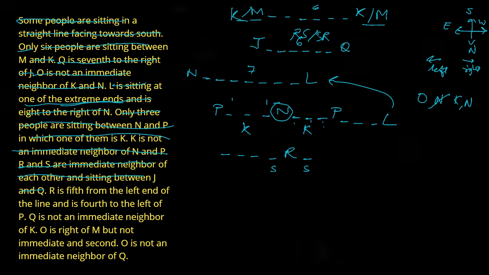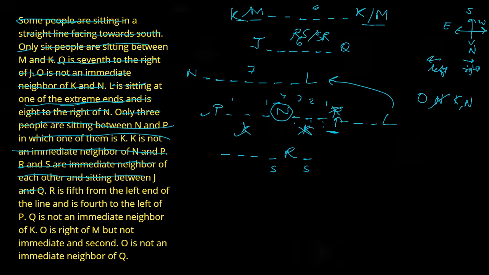N is 4 to the left of P. So if P was here, 4th would be 1, 2, 3, 4. But there N is already there and we have fixed N. So P cannot be here. So this is P and this is the position of K. Right? So here there would be one empty space since N and L have 7 people in between them.